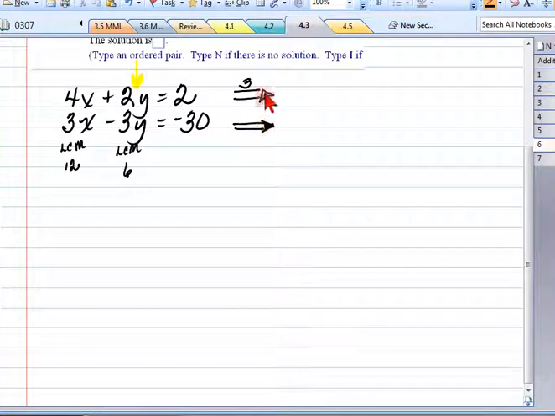What am I going to have to multiply the 3 by to turn it into 6? 2. And are the signs okay? Yes, because I've already got 1 plus and 1 minus. Now, distribute this 3 to all terms. 3 times 4x is 12x. 3 times 2y is 6y. 3 times 2 is equal sign 6.